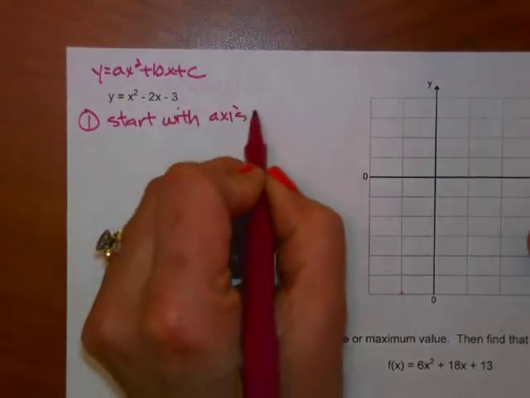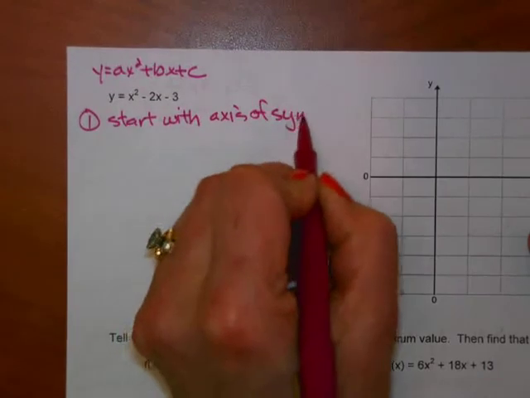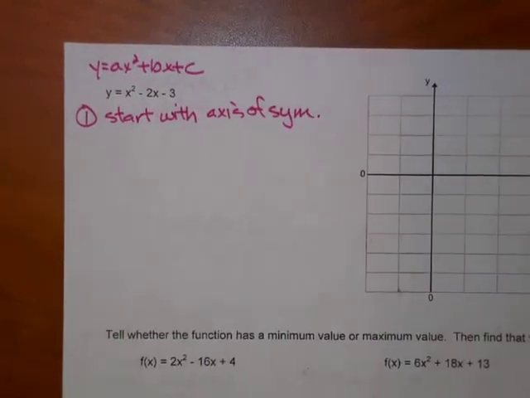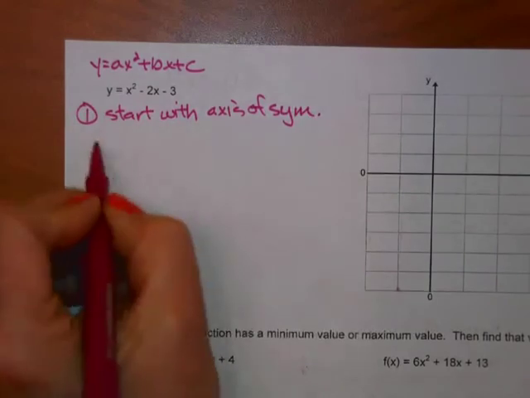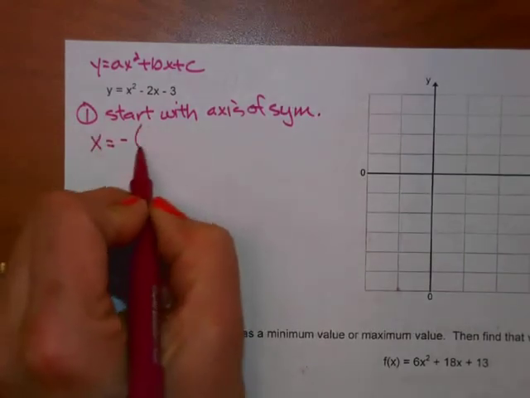Do we have to write all this down? No, you can abbreviate too. So we're going to do this equation: x equals negative b over 2a.